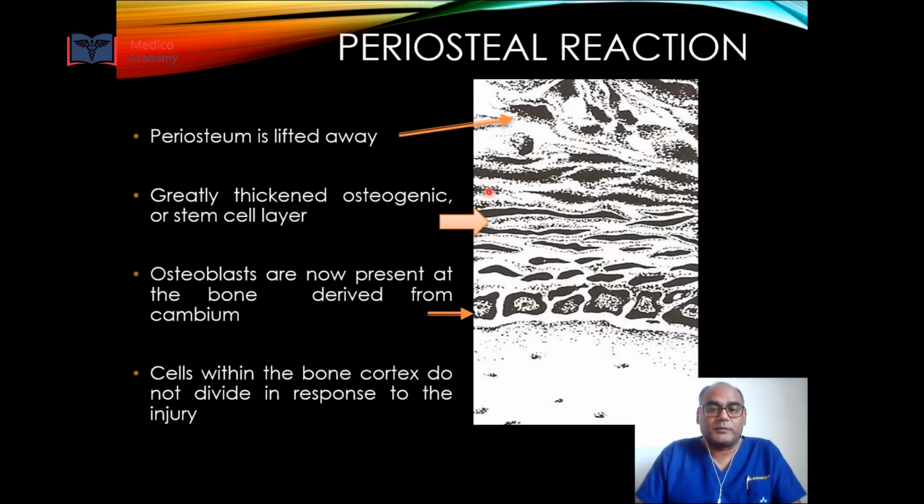What happens to the periosteum as soon as there is an injury? We see that the periosteum gets lifted away. The space between the cortex and the lifted off periosteum, which we saw was the cambium layer containing pluripotent stem cells, gets hypertrophied. It supplies these bone forming cells to repair the bone. These will later form osteoblasts and also the supportive matrix generating cells.